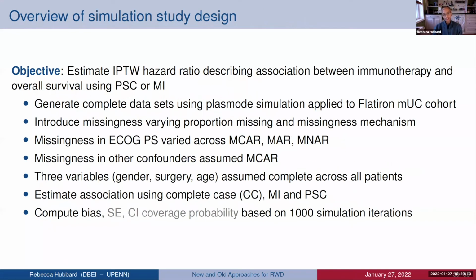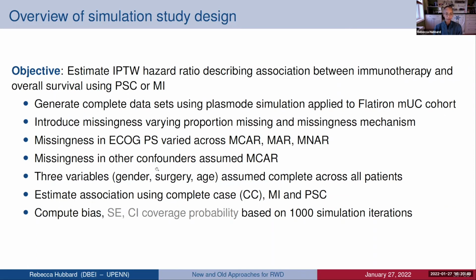So we're going to investigate the relative performance of propensity score calibration in comparison to multiple imputation using mice, using a very similar Plasmode simulation based approach to what I described for the previous study. We're going to use the same approach to simulating the missingness, same sorts of patterns of missingness, looking at various degrees of missingness. We're going to introduce the 3 different missingness mechanisms into ECOG performance status, and then missing completely at random missingness in other covariates. In this analysis, we assumed that just 3 predictor variables had complete information for everybody.